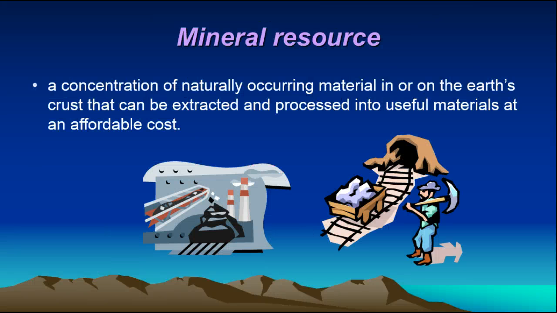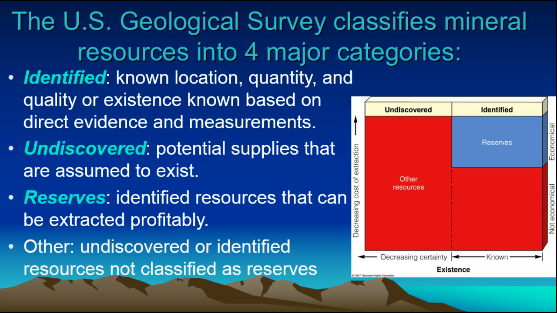So there's also something called a mineral resource, which is a little bit different than a mineral, but it will involve minerals. So it's when we have this mineral in the Earth's crust that we can extract and we can use for some sort of material, and we can do that at a very affordable cost, then that would be qualified as a mineral resource. And there are four major categories of mineral resources: identified, undiscovered, and reserves, and then other.